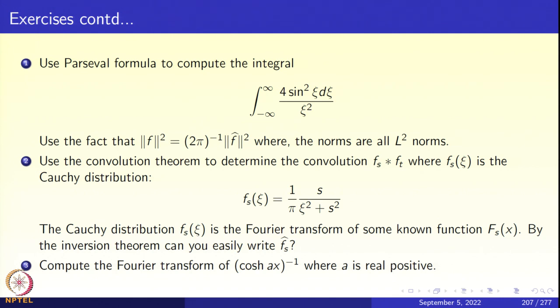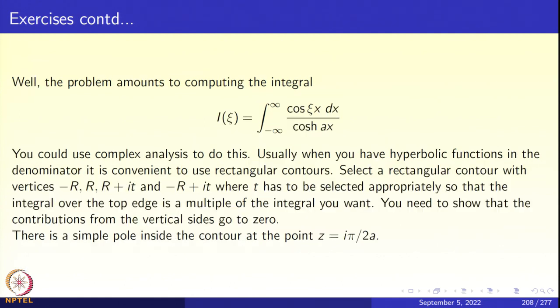Then we discussed the Fourier transform of this particular function, 1 upon cosh ax. I already told you which contour to integrate. You must integrate it over a rectangular contour, put down the definition of the Fourier transform. The problem amounts to computing this integral I of chi. And then you must integrate it over a rectangle using Cauchy's theorem.